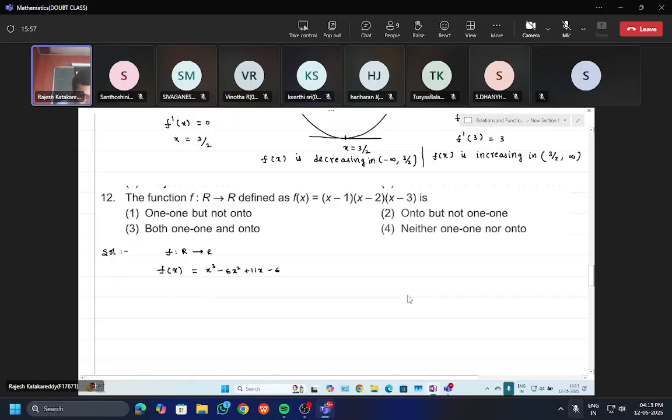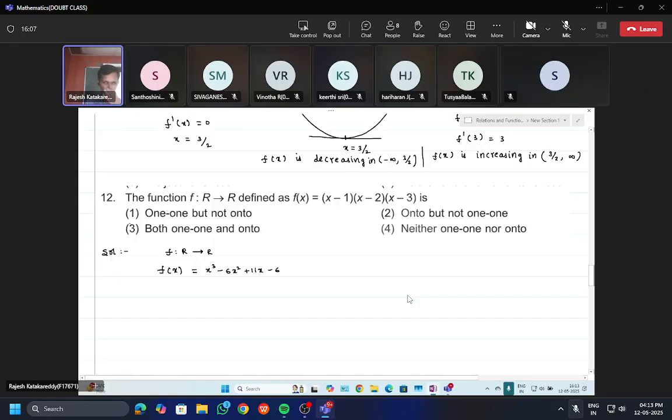So first I need to check whether it is 1-1 or not, and then second, I need to check whether it is onto or not. The options are asking: 1-1 but not onto, onto but not 1-1, both 1-1 and onto, neither 1-1 nor onto.